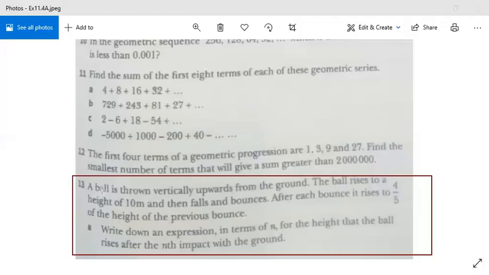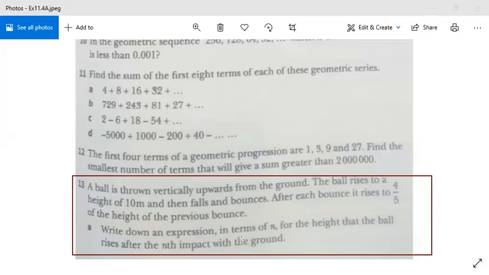A ball is thrown vertically upwards from the ground. The ball rises to a height of 10 meters and then falls and bounces. After each bounce, it rises to 4 upon 5 of the height of the previous bounce. Write down an expression in terms of n for the height that the ball rises after the nth impact with the ground.